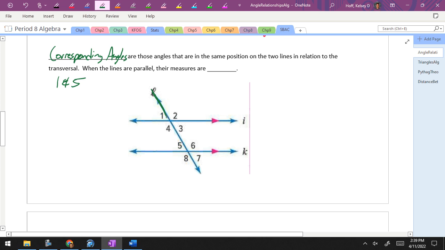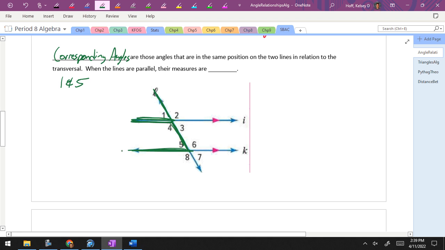Miss Hoff calls these F angles. For example, this F is upside down and backwards, but still an F, yes? So if it helps you when you trace them, it should form an F. Can anybody else give me another set besides 1 and 5? Max? 2 and 6 would work. Morgan? 3 and 7 would work. One more. 4 and 8. Again, their measures are equal.